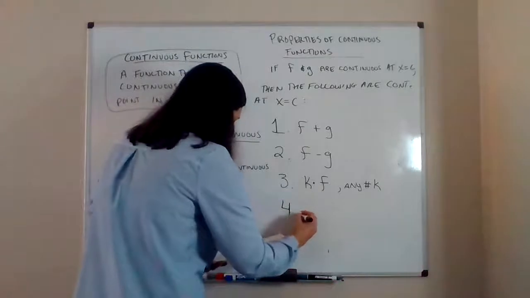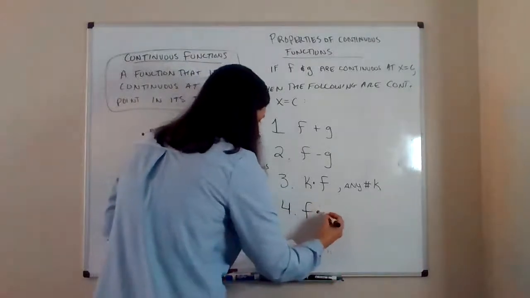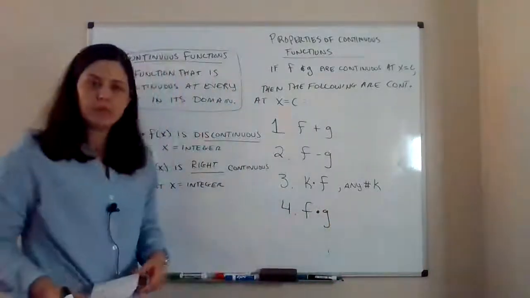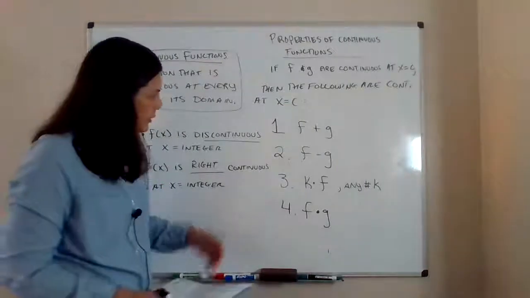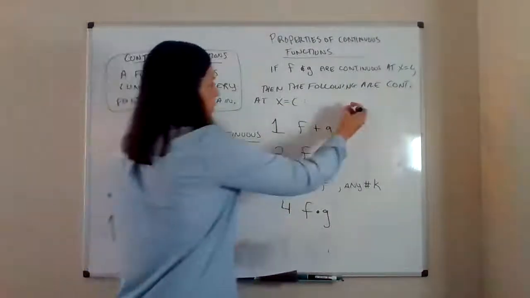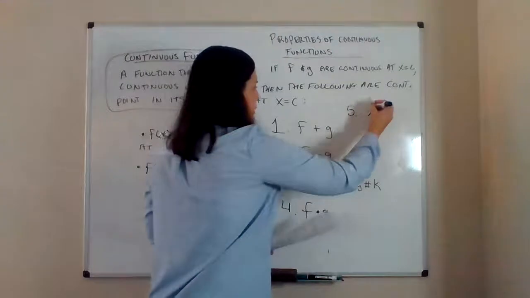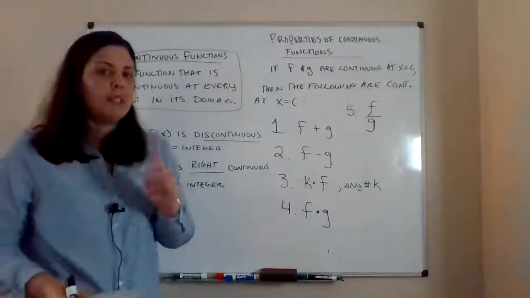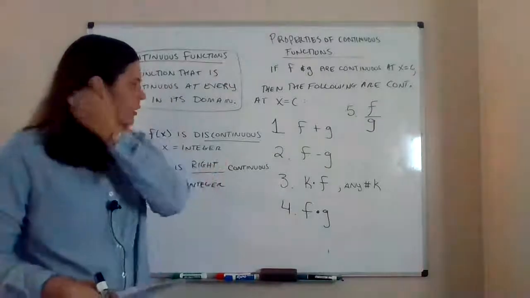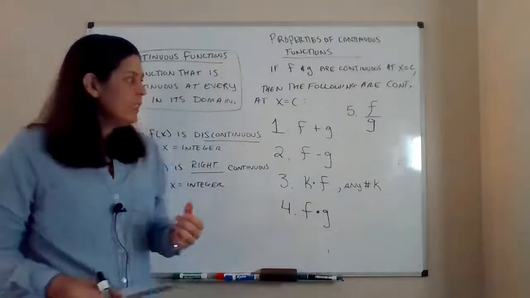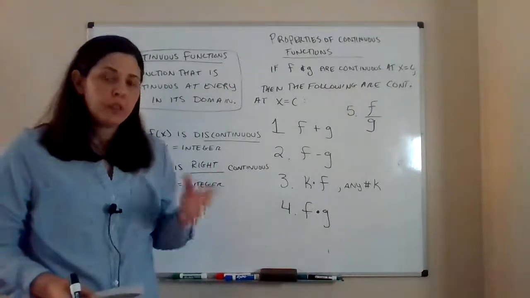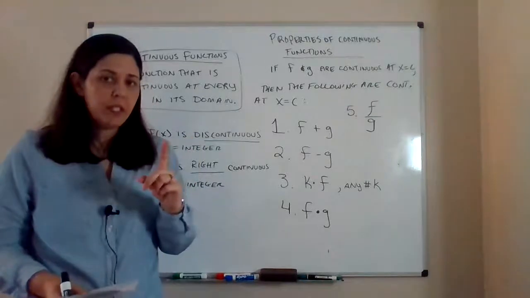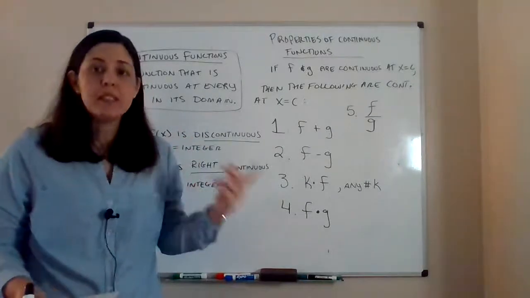Number 4, if you multiply 2 continuous functions, then the result is continuous. Number 5, if you divide 2 continuous functions, but this one has like a little extra piece, and think about why. Anytime you divide, you always got to be on the lookout for one thing, right? You cannot divide by 0.